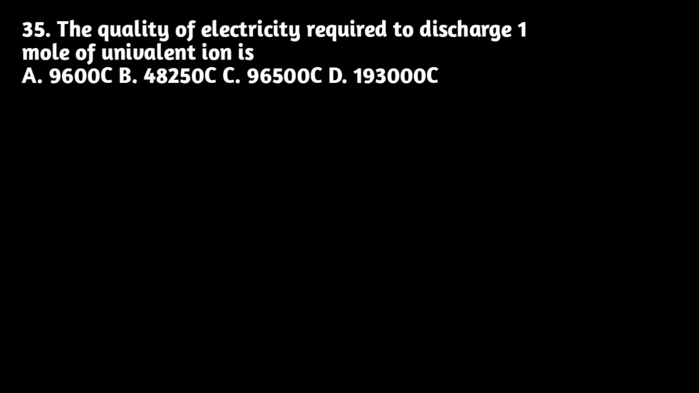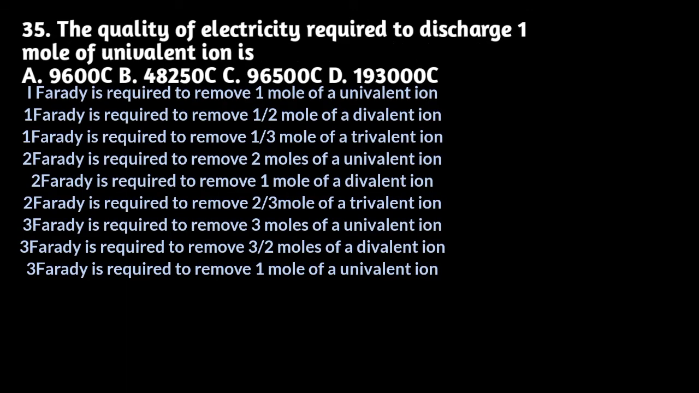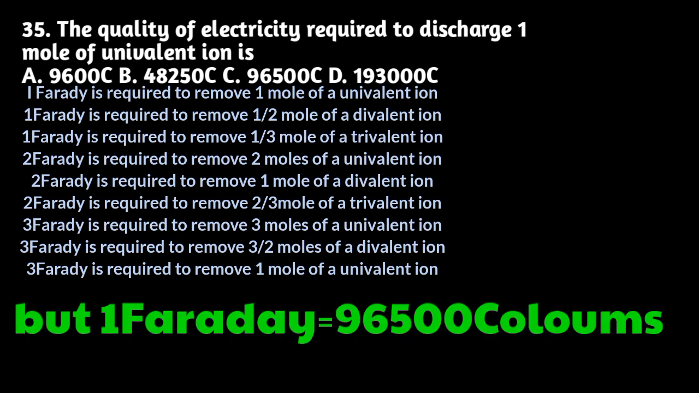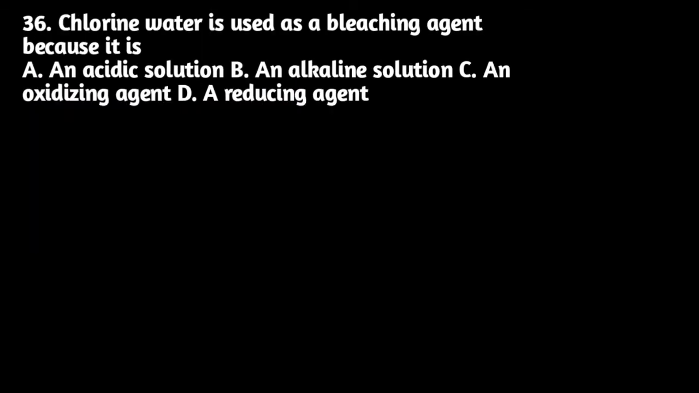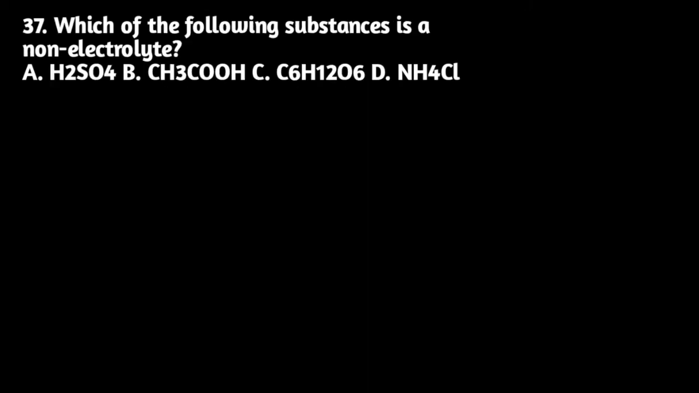Question number 35. The quantity of electricity required to discharge 1 mole of univalent ion is. The correct option is C. 36. Chlorine water is used as a bleaching agent because it is an oxidizing agent. That's the correct option. Which of the following substances is a non-electrolyte?